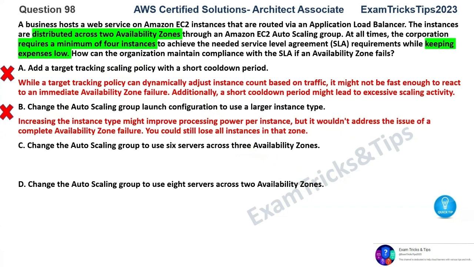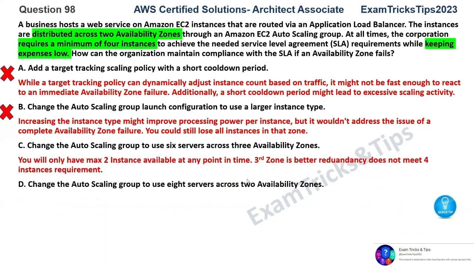Then we have two options left, C and D. They are playing with the number of availability zones and number of servers. Option C says let's use 6 servers across 3 zones. That means you will have two instances in each zone. You do have 3 availability zones, so that's giving you very high availability, but you're not meeting your SLA. You will always have 2 instances in a particular availability zone for your usage, and that doesn't meet the requirement we have, and hence the correct option is option D, which is using autoscaling group to use 8 servers across 2 availability zones.